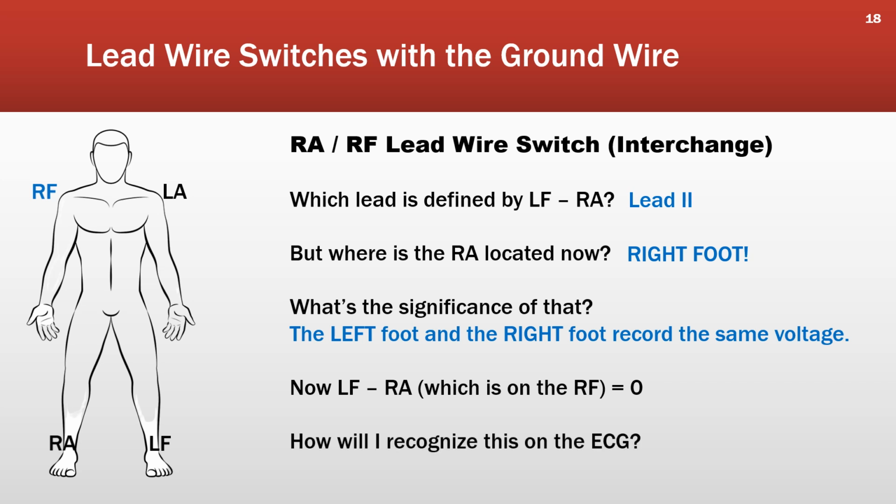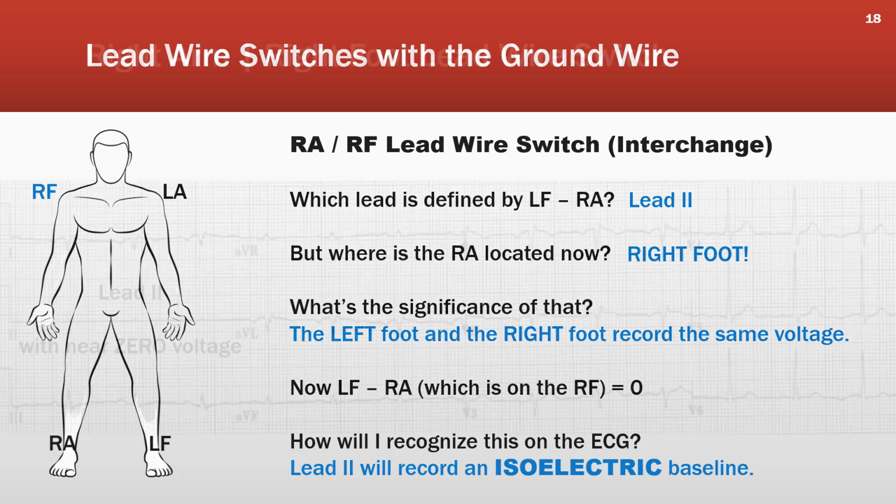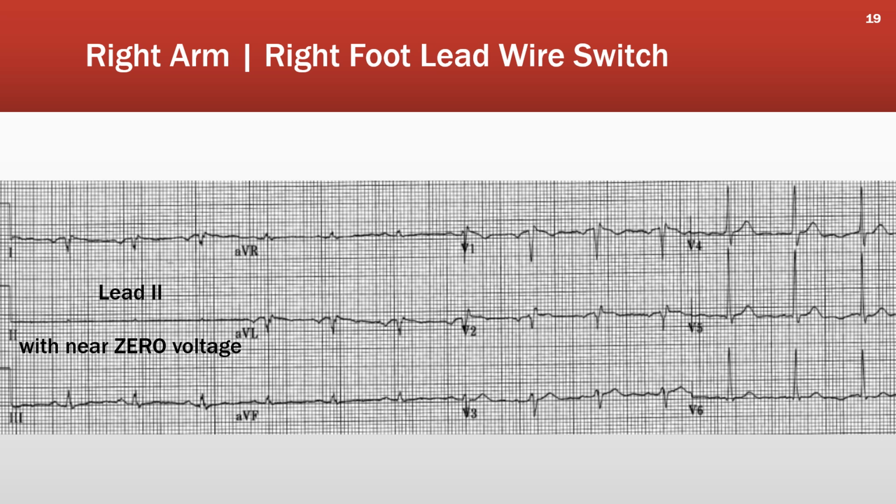So how will you recognize this on the ECG? Very easily. Lead 2 will record an isoelectric or near isoelectric baseline. Now here is a recording of someone who has had their right arm and right foot lead wires switched. And as you can see in lead 2, it's nearly totally flat. Not absolutely flat, but almost totally flat. And it's unlikely to see this in lead 2 anywhere else other than a right arm, right foot lead wire switch.